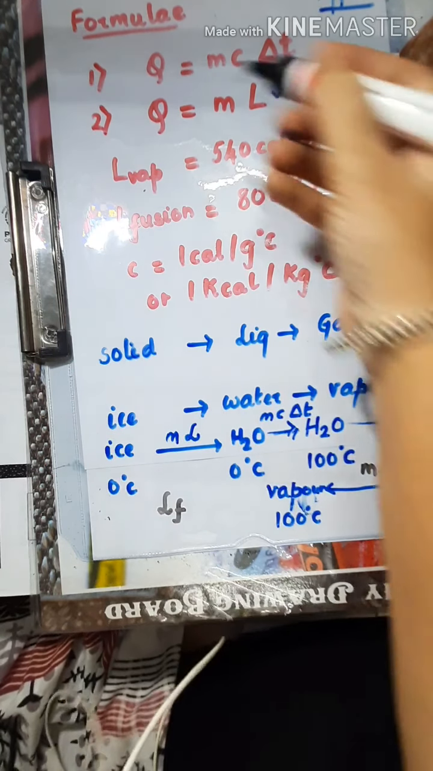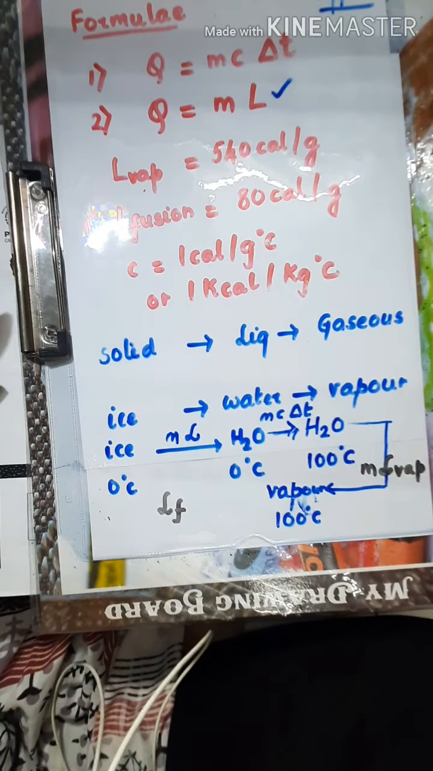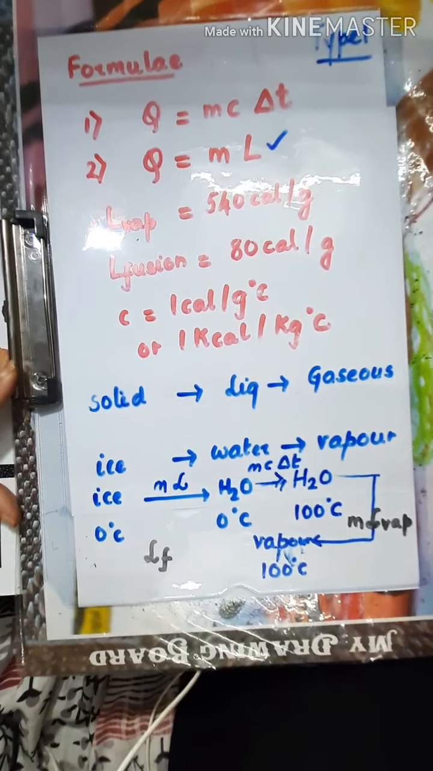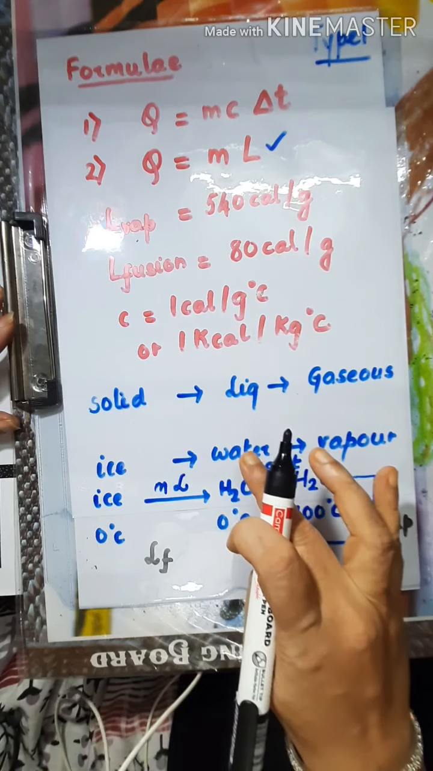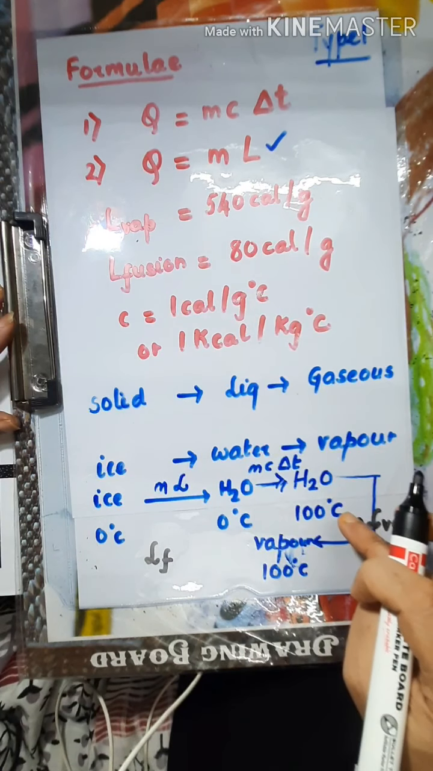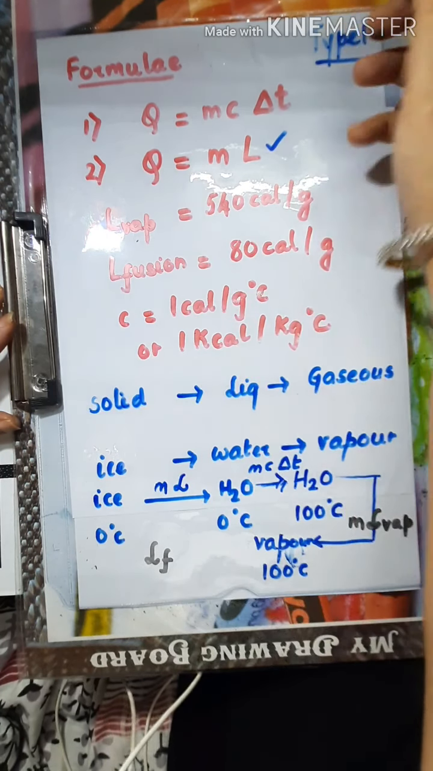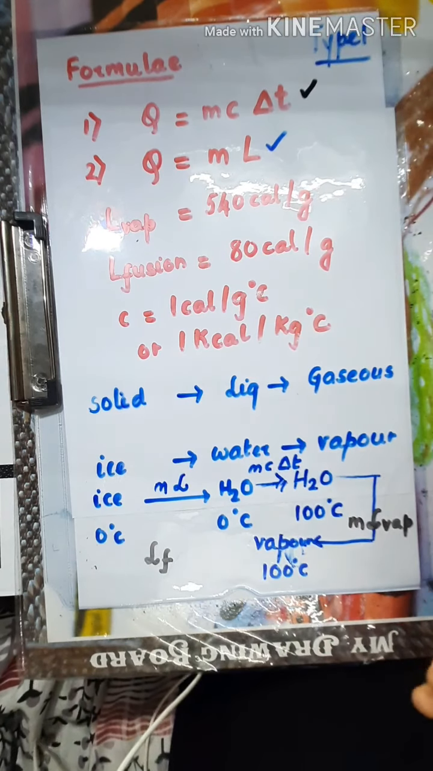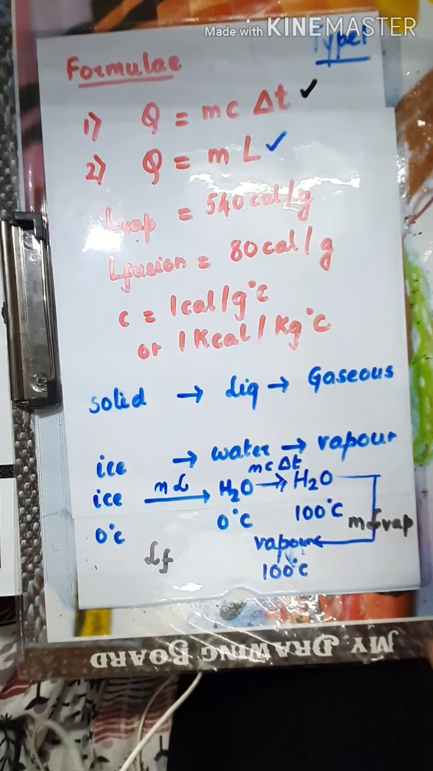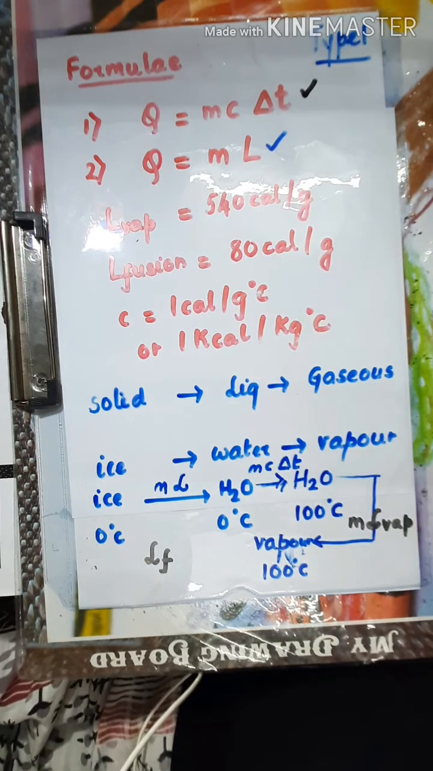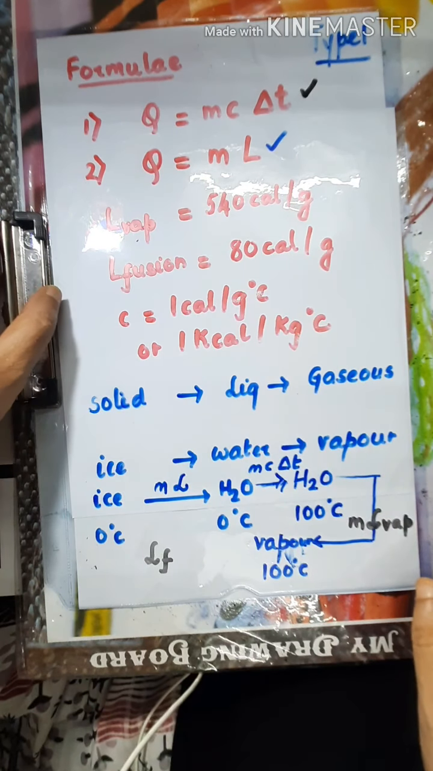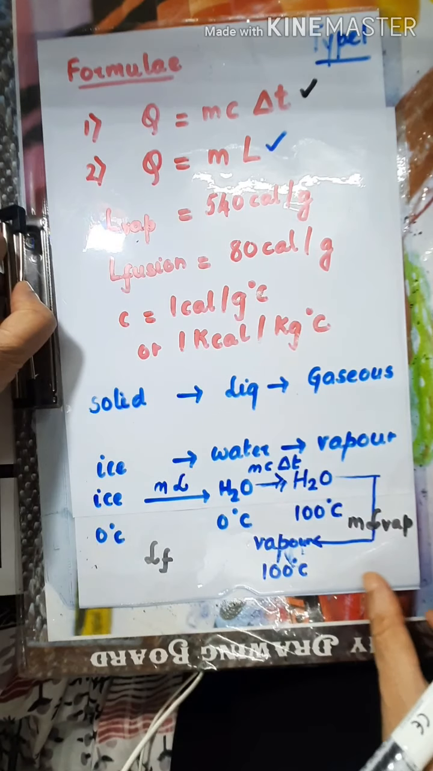So whenever I increase the temperature, I use the formula Q equals M C delta T. When I convert water at 0 degrees to water at 100 degrees, I will use this formula. Whenever I am changing the state, using latent heat of vaporization, I will use the formula Q is equal to ML, right? So this is my first type of sum.